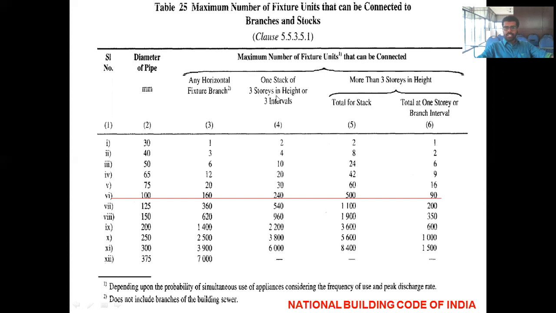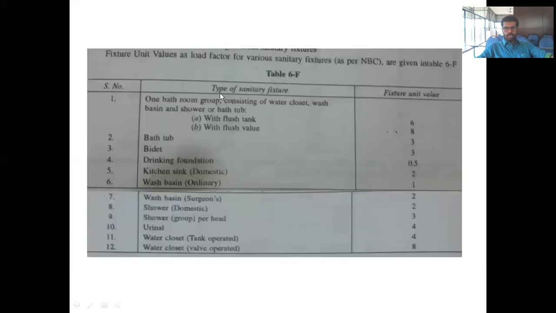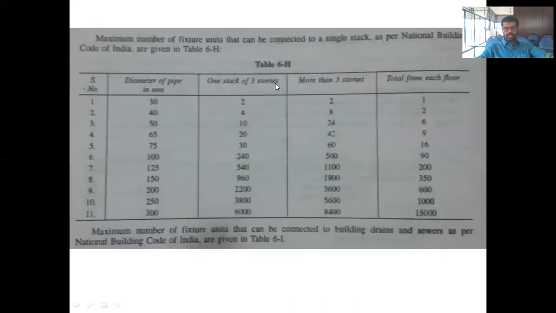One stack of 3 stories in pipe or 3 intervals. So you can see here, this is the one stack. This is the thing that we are dealing with. Table 25. You can see this one also. Maximum number of fixture units that can be connected to a single stack as per the National Building Code of India are given in Table 6H. Okay, this is the 6H.